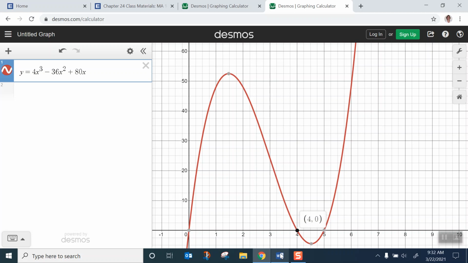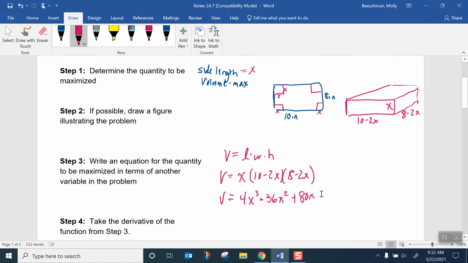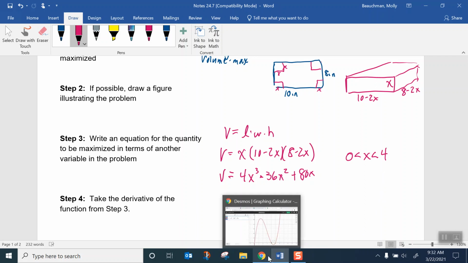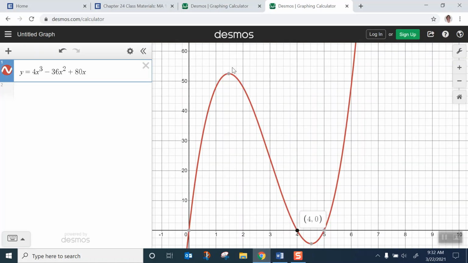And if you look back at the physical problem, if your shortest side is 8 inches, you couldn't cut a square of size 4, because what you would end up doing is cutting the paper in half. So our domain is between 0 and 4. And you also notice that the maximum volume is somewhere between 0 and 4. So what we're looking for is that point.